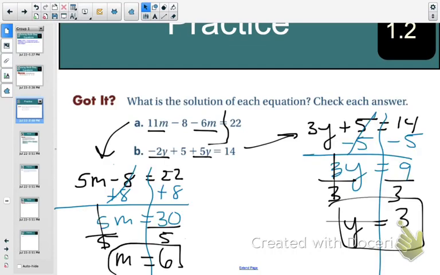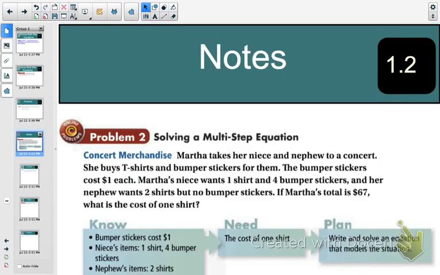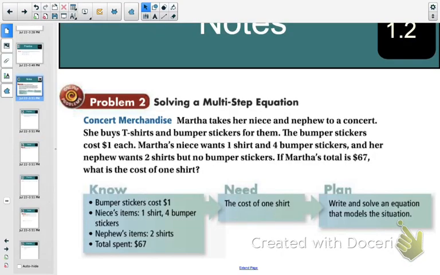Alright, so I went and solved these. For A, I combined the 11m and the negative 6m to get 5m, and then I solved from there. That one goes this way. And then for B, I combined the negative 2y and the plus 5y, and that one went this way. So look at my work, make sure it makes sense. If you did not get 6 for m and 3 for y, then you should probably look over my work and see if it matches yours or not, and what is different. Compare and contrast. Okay, on to problem 2.